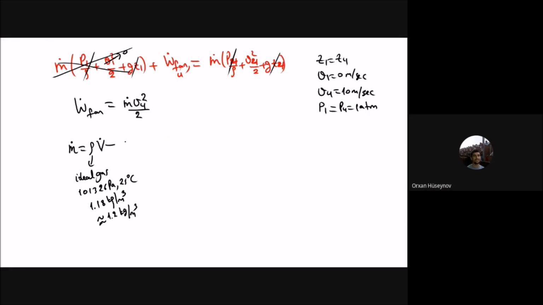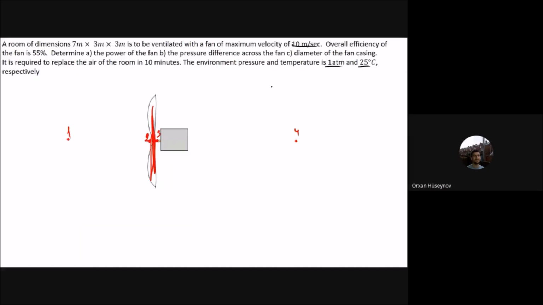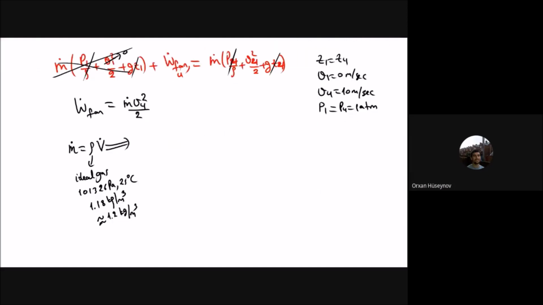And the V dot value, the question says that the volume of the room is 63 meters cube, and says that it is replaced in 10 minutes. So the time for that is 10 minutes or 600 seconds. And therefore, the volume change of the room per unit time, okay, that will be equal to V dot. And that V dot term will be equal to 63 divided by 600 seconds. Let's write it here, 63 divided by 600 seconds.